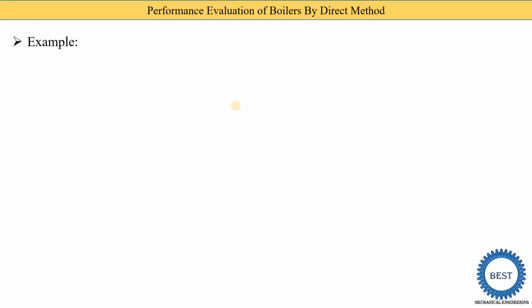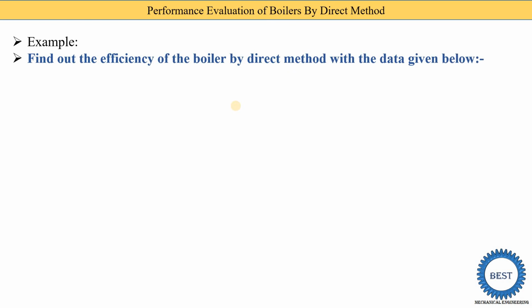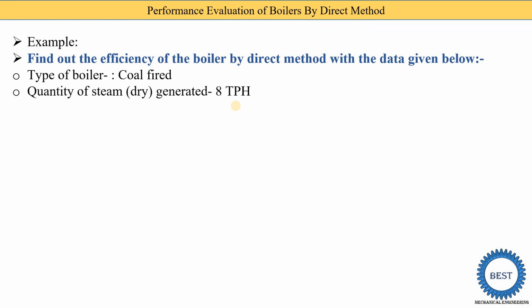Now we solve one example of this direct method. Here we find out the efficiency of the boiler by the direct method with the data given below. First we note the type of boiler. Here the type of boiler is coal fired. For the quantity of steam, the steam produced by the boiler is dry steam and the quantity is 8 TPH, meaning 8 tons per hour.